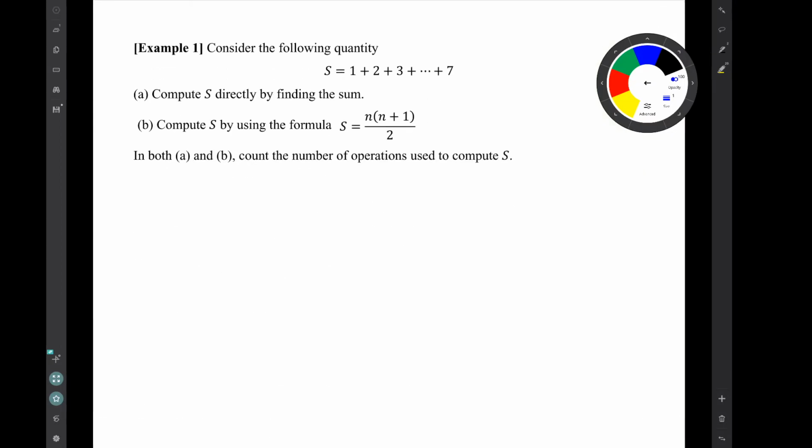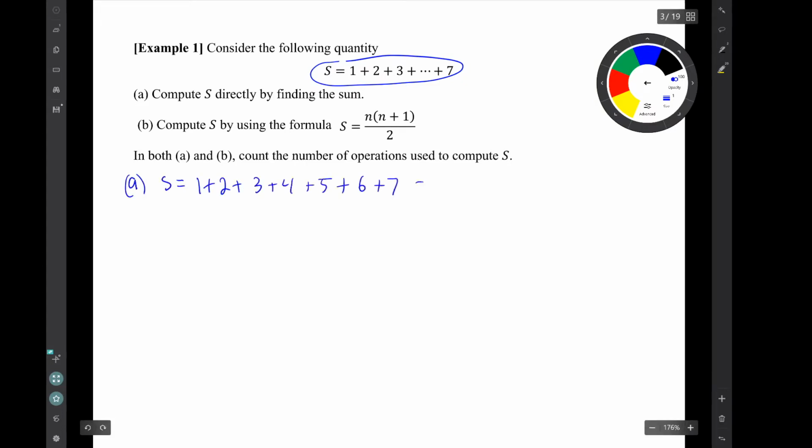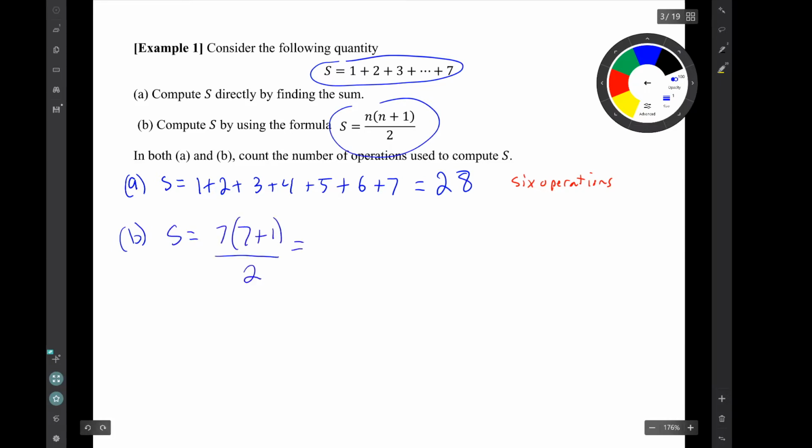So for example, consider this quantity, S. S is that sum. So question A, compute S directly by finding the sum. All right. Well, that equals, we can do all these additions. There are 6 of them, and you get the number 28. Now, question B, we should compute S using this formula. So we got an answer of 28.